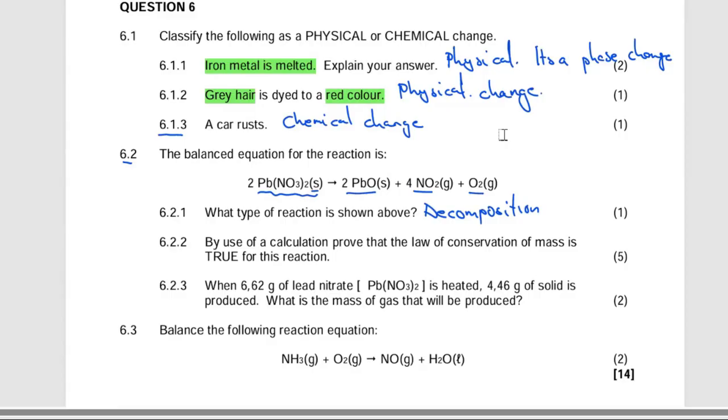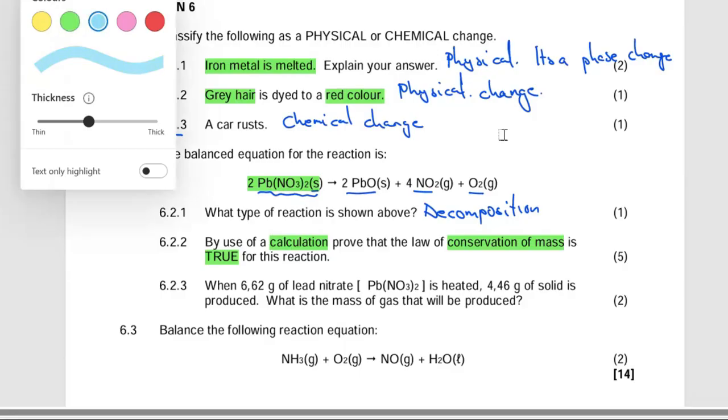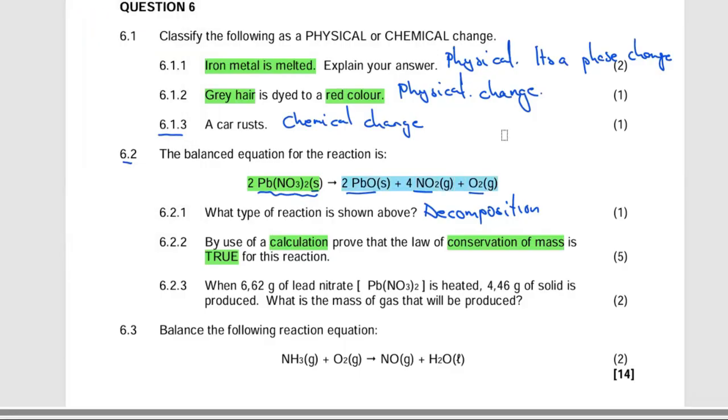So we're supposed to use a calculation to prove that the law of conservation of mass is true for this reaction, right? So the law of conservation of mass says that whatever we have on our left side should be equal to what we have on our right-hand side. So these masses should be equal from our left to our right.